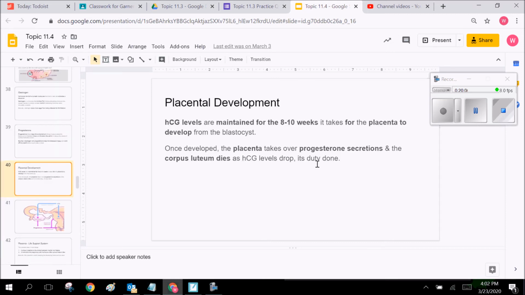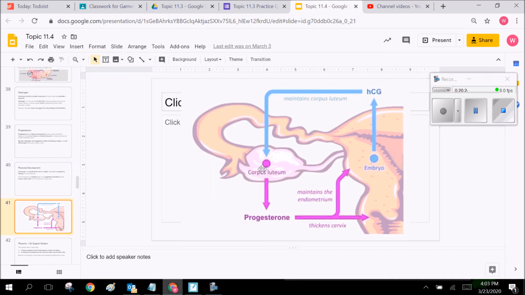Okay, placental development. Remember that there's going to be that outer portion of the blastocyst that develops into the placenta. Those HCG levels are going to help keep that corpus luteum alive for 8 to 10 weeks while the placenta is developing in the blastocyst. But once the placenta develops, the corpus luteum is no longer needed. The placenta is going to take over progesterone secretions. The corpus luteum dies and HCG levels drop. So here we can see HCG is being produced by the embryo. It'll maintain the corpus luteum, which is going to do the progesterone, maintain the endometrium, and thicken the cervix.